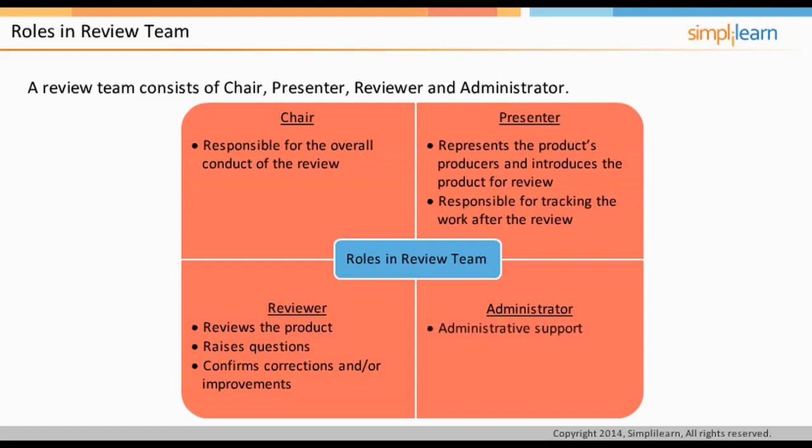Administrator. This role provides administrative support for the chair and records the reviews, results, and actions. Apart from the 4 quality review roles, there are 2 responsibilities for the product, and they are producer and approvers. The producer is a person or a group of persons responsible for developing the product, and the approvers are the persons or a group, such as Project Board, who has been authorized to approve the product as being complete and fit for purpose. Let us understand review preparation in the next screen.